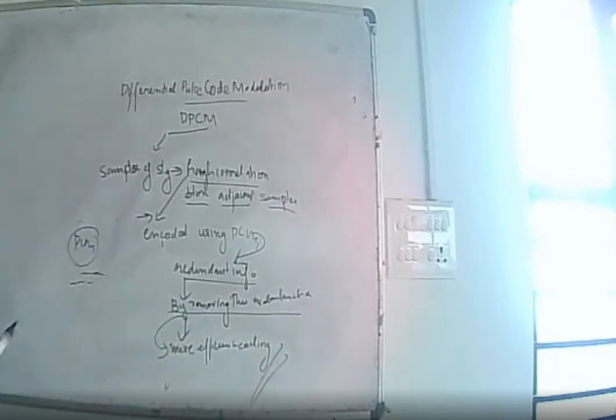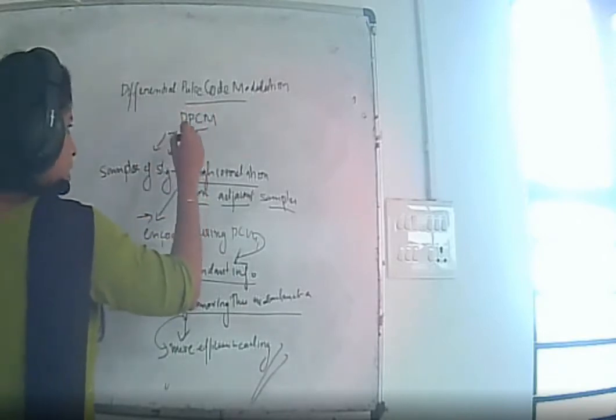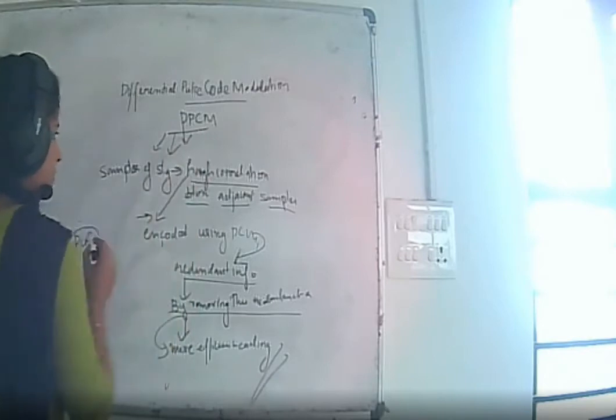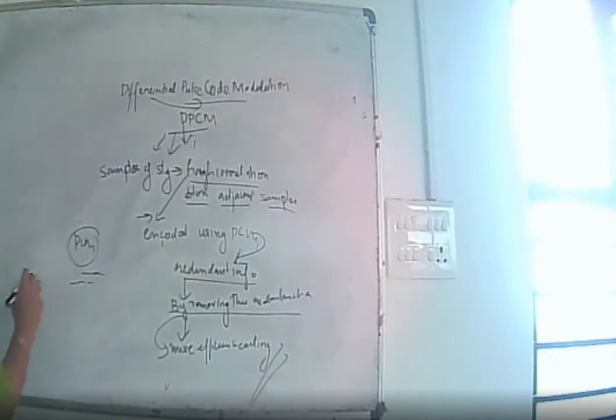So in DPCM, pulse code modulation is done only on the difference between two samples. That is differential pulse code modulation. So instead of encoding the whole samples, only the difference between the two samples gets encoded.